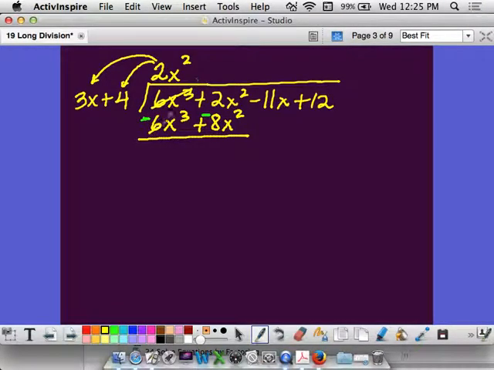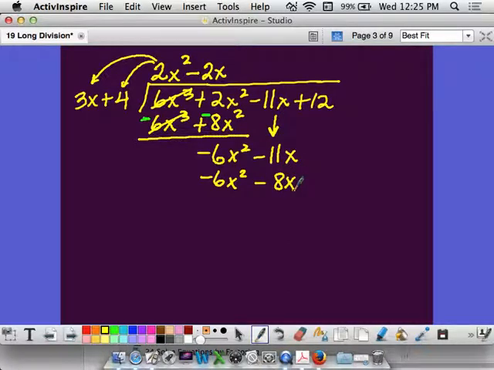So these are going to cancel, as they always will, and that's going to leave negative 6x squared minus 11x, bringing down that next term. What times 3x is negative 6x squared? That's going to be negative 2x. Negative 2x times 3x is negative 6x squared. Negative 2x times 4 is negative 8x. Draw the line, change the signs, and combine.